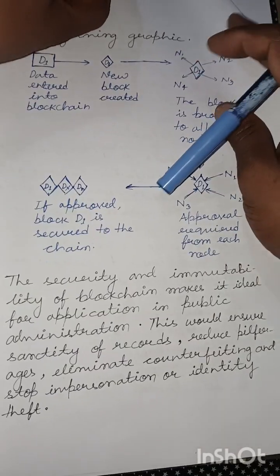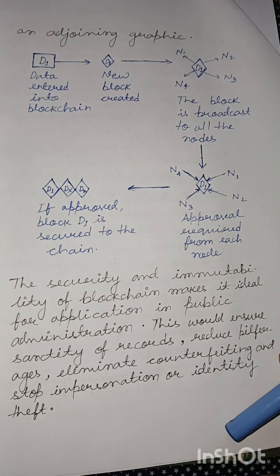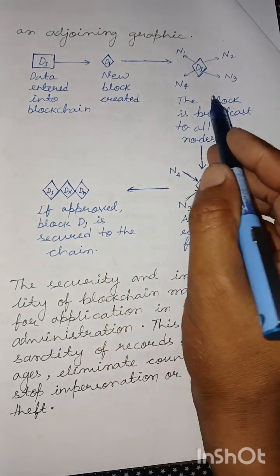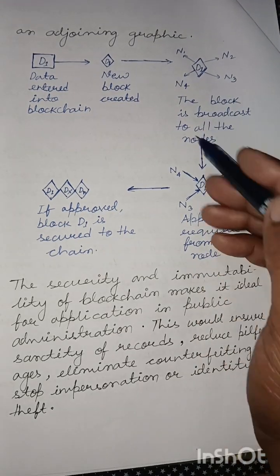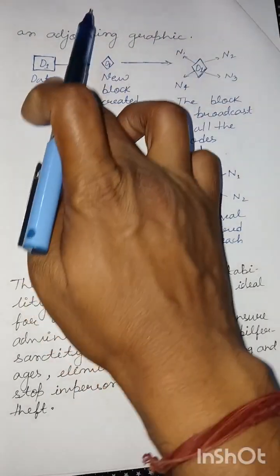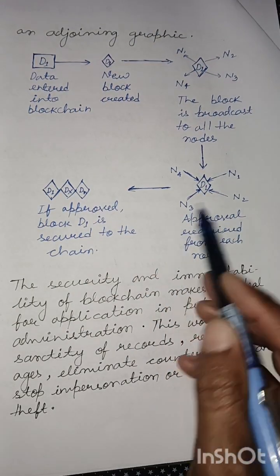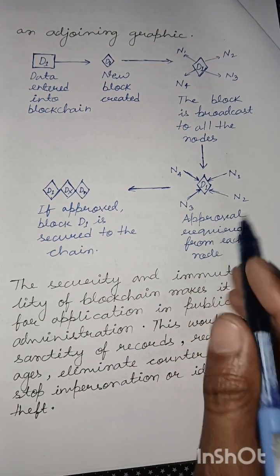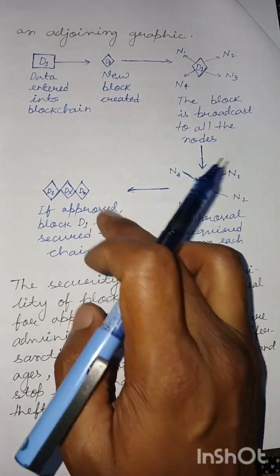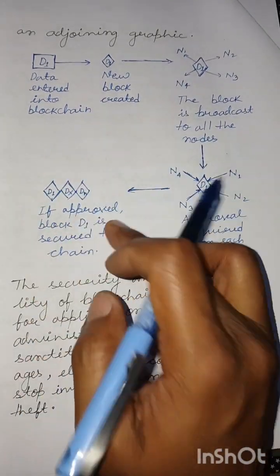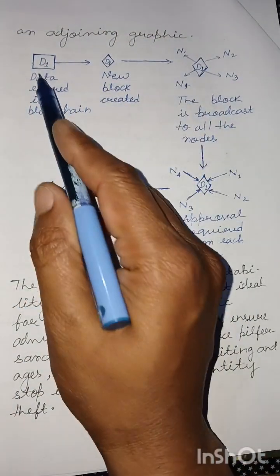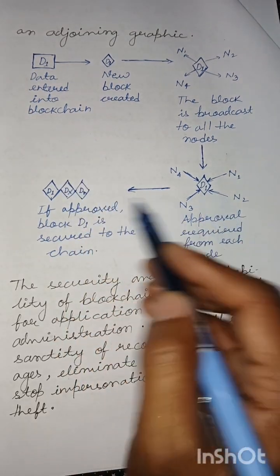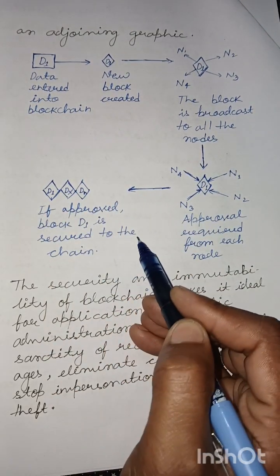Whenever data is entered into a blockchain system, that is, an input is made into a blockchain system, a new block is created, and this block is broadcast to all the nodes. Moreover, to authorize this particular transaction, or rather the particular output, the system requires approval from each and every node, and once it is approved, it becomes a part of the chain. That is, we have introduced the input with D1 data, we have represented the input with the D1 block, and this block, after authorization, becomes part of the secure chain.